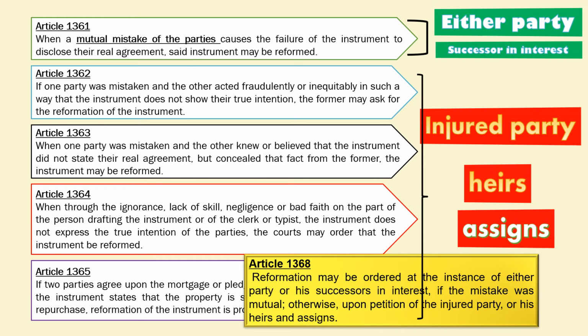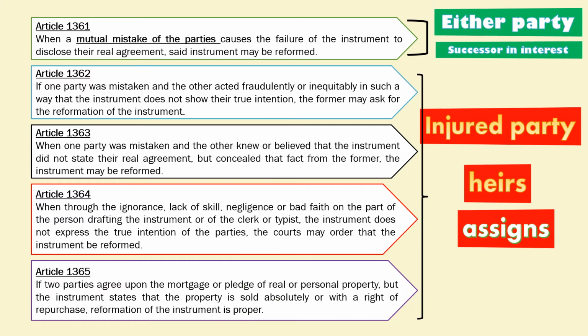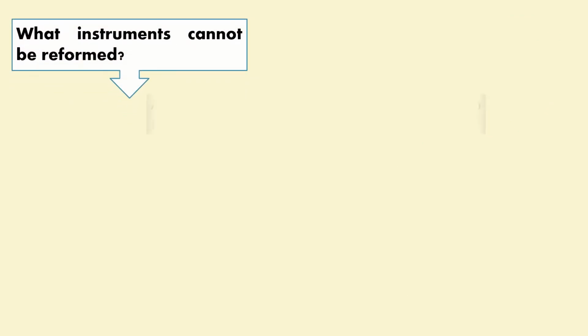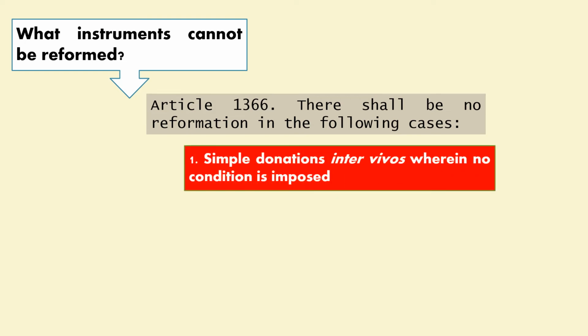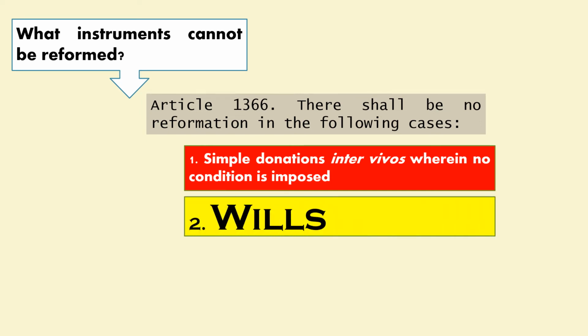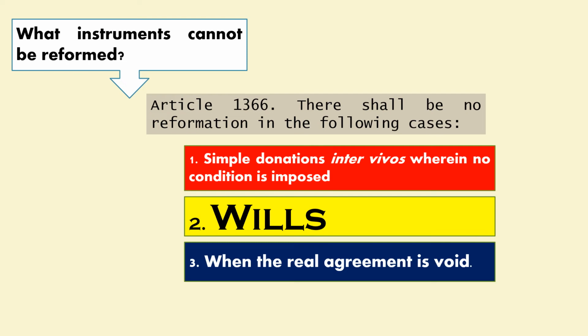So this is your Article 1368. Ano ang sinasabi ni Article 1368? Again, reformation may be ordered at the instance of either party or his successor in interest if the mistake was mutual, otherwise upon petition of the injured party or his assigns and heirs. What instruments cannot be reformed? Answer can be found in your Article 1366. Ano ang sinasabi ni Article 1366? In simple donations inter vivos wherein no condition is imposed, if it is a will, or the real agreement is void, then you do not allow the reformation.